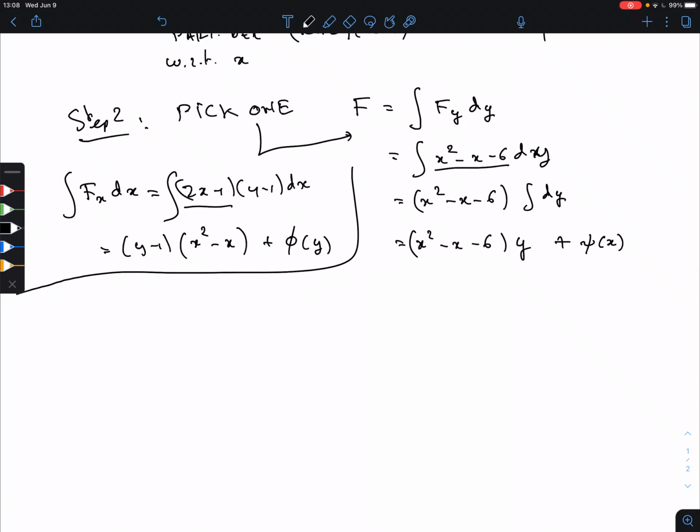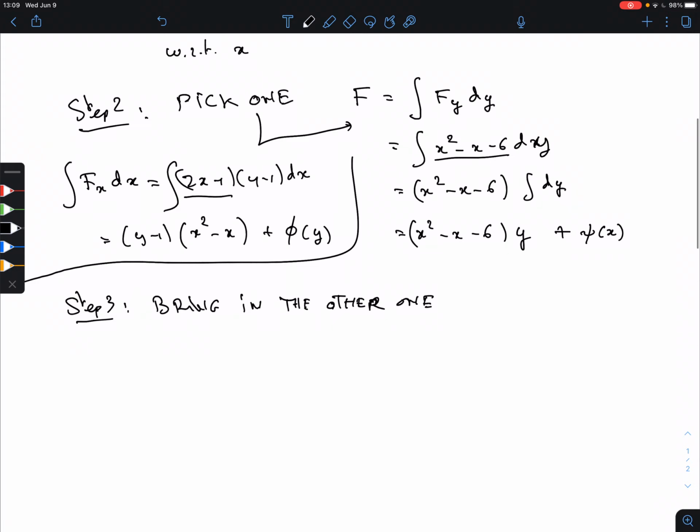What do you do next? So step 3 is now, well, now you bring in the other one. So make sure that you don't mess up, right? Since I have done the partial derivative of y, I now bring in this case, so I'm going back to my original case, right? I'm back in this case. Well, I have to call f of x.